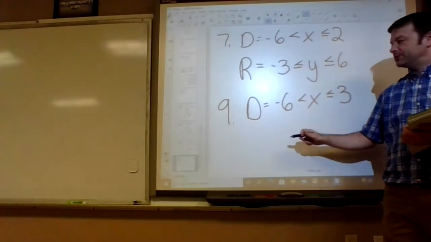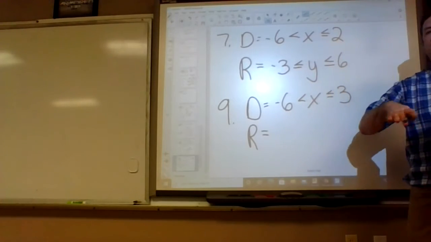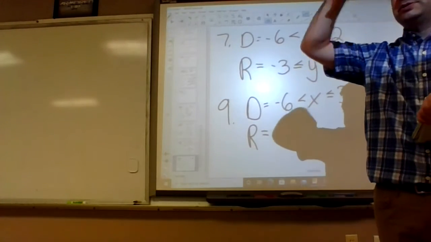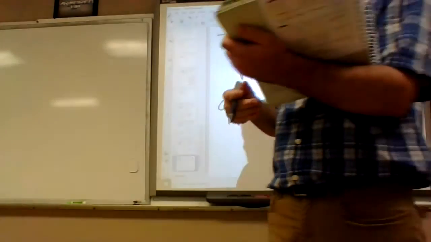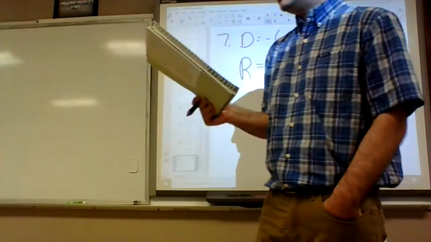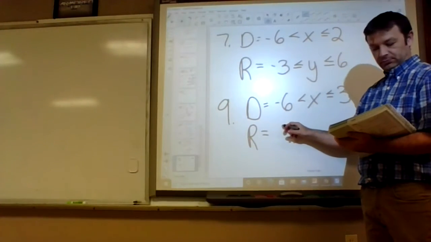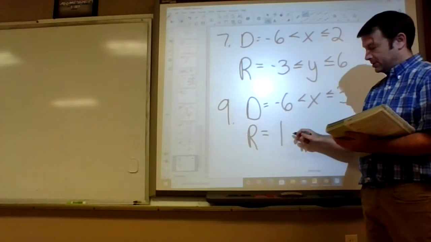But the range is a little trickier because there are breaks in the range. If you're going down to up, there are some jumps you have to make. So what we're going to do is take each section at a time. What's the lowest y value on number 9? +1.